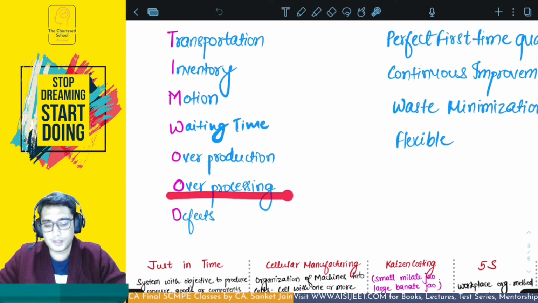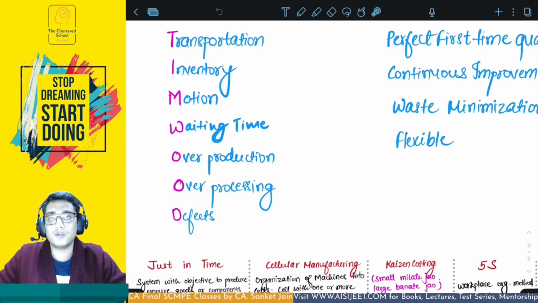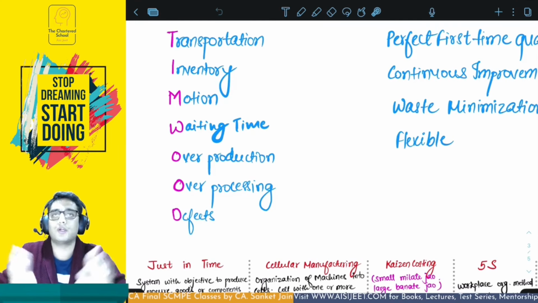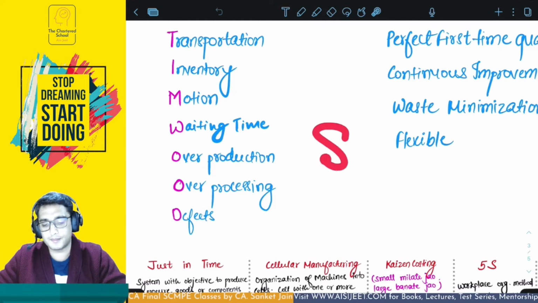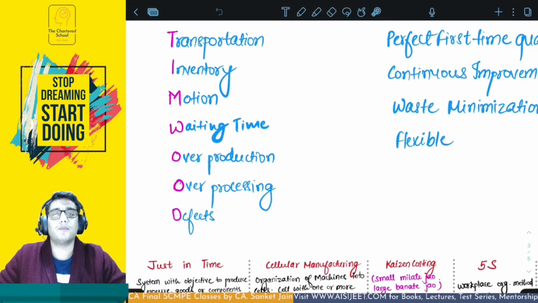Then overprocessing is using more steps than what are required to produce a certain product. So let's say, for example, I require 5 steps to produce a particular product, but I am using 8 steps. Then what I'm doing is over processing. I'm using more steps than what is required to produce a certain product, and therefore it is a waste.